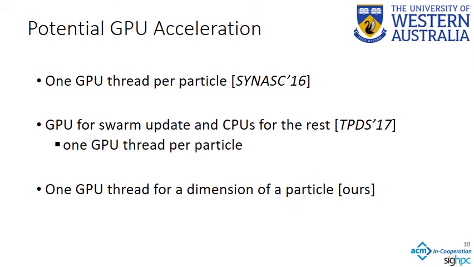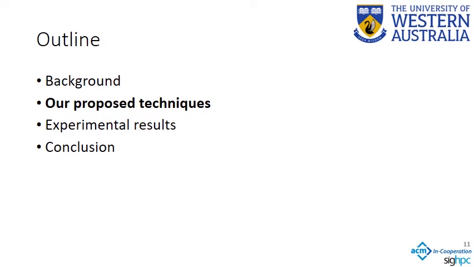In terms of GPU acceleration, we can dedicate one GPU thread for each particle. Because the swarm update is the most expensive component, we can use the GPU for that step, and the CPU for the rest. Similarly, one GPU thread for each particle during the swarm update. In our algorithm, we use one GPU thread for each dimension of a particle, which is the finest granularity for this PSO algorithm.